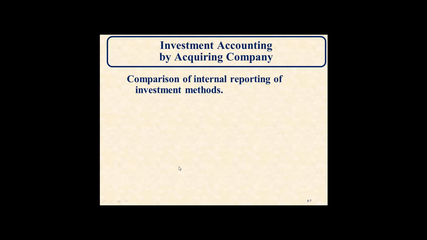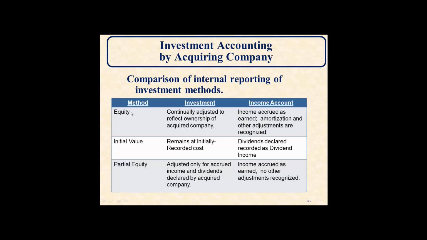Comparison of internal reporting of investment methods. If you choose the equity method, you will continually adjust to reflect ownership of the acquired company. Income accrues as earned, and amortization and other adjustments are recognized. With the initial value method, the investment remains at cost, and dividends declared are recorded as dividend income. And partial equity adjusts only for accrued income and dividends declared by the company. Income is accrued as earned, but there are no other adjustments, so there is no amortization.